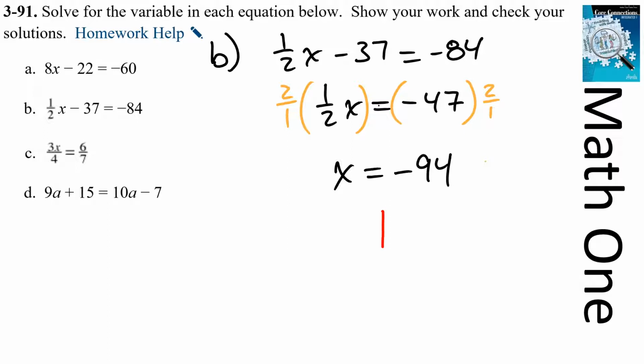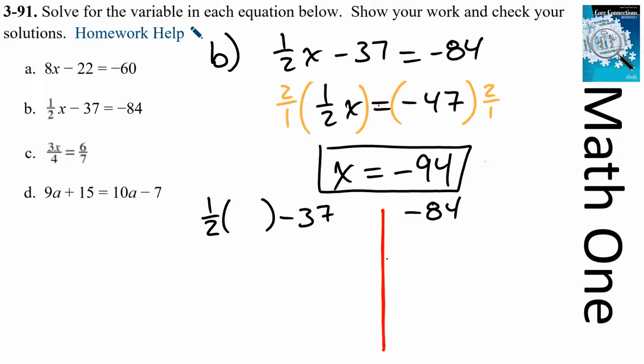Again, as I check this, I have a solid red line. You don't have to use red, but it's just my indication that I'm not adding things to both sides. What I'm just doing is evaluating what's on the left and what's on the right and checking that they're in agreement with each other. So I'll write what's the left-hand side. It was 1/2 times the value of x minus 37, and on the right-hand side I have negative 84. My value of x is negative 94, so I'm going to place that in these parentheses.